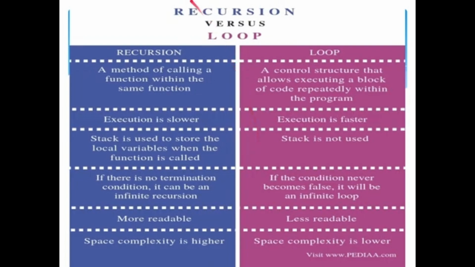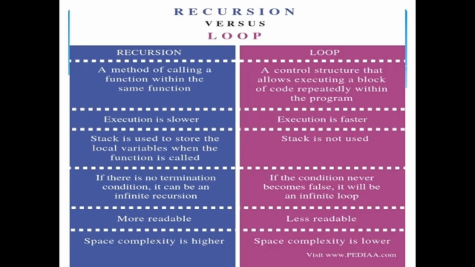Now let us learn the differences between recursion and iteration. You might be getting a doubt: what is the difference between recursion and iteration? In iteration, you won't have any functions, and in recursion, you have functions and function calls. What is recursion? It is a method of calling a function within the same function. And what is a loop? A control structure that allows executing code repeatedly within the program. And remember, recursion execution is slower and loop execution is faster.